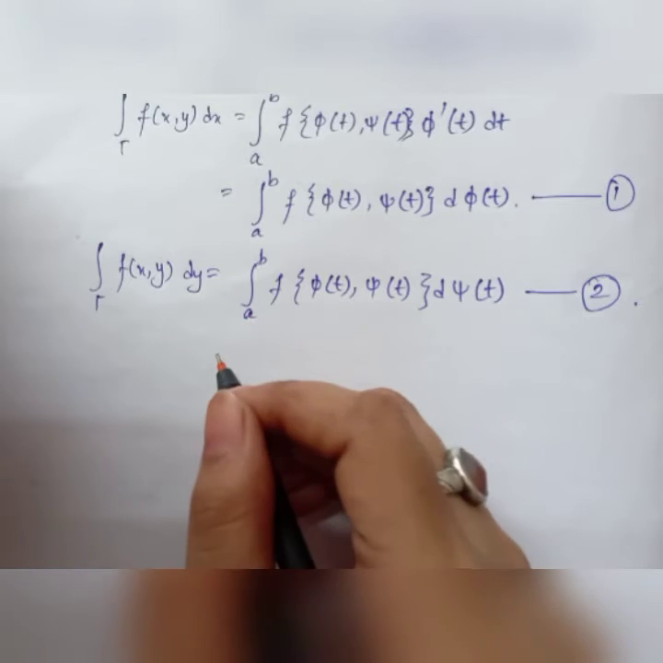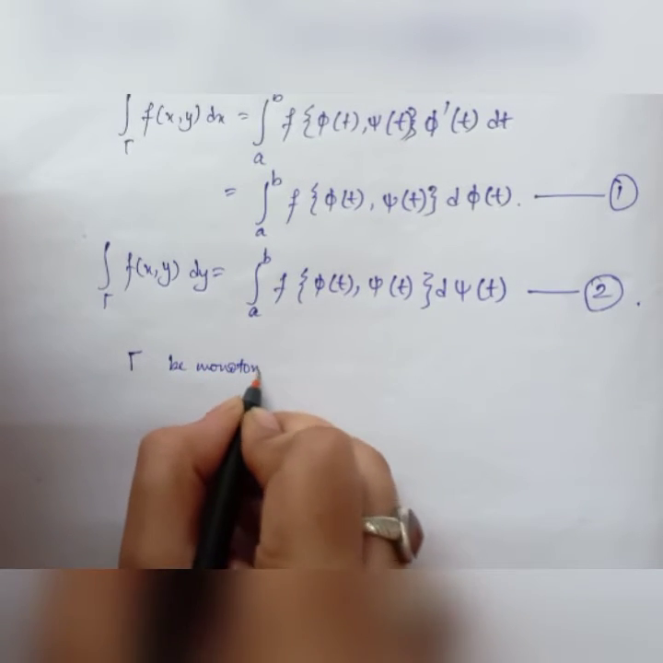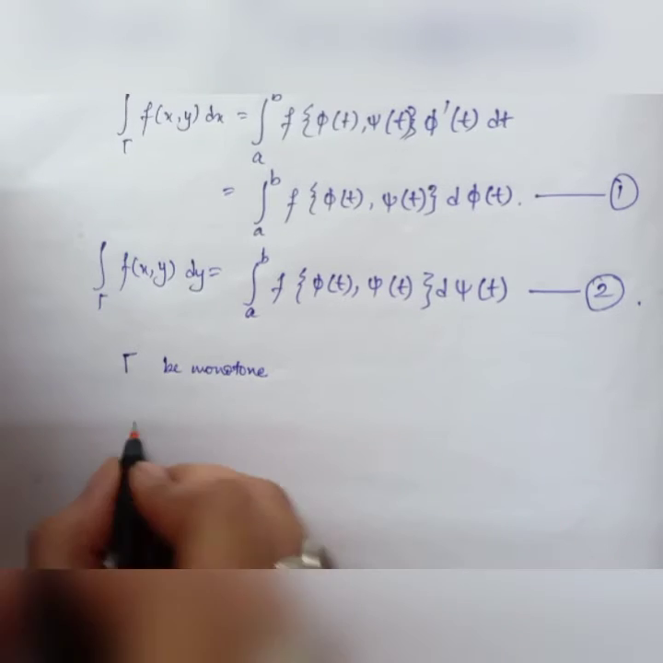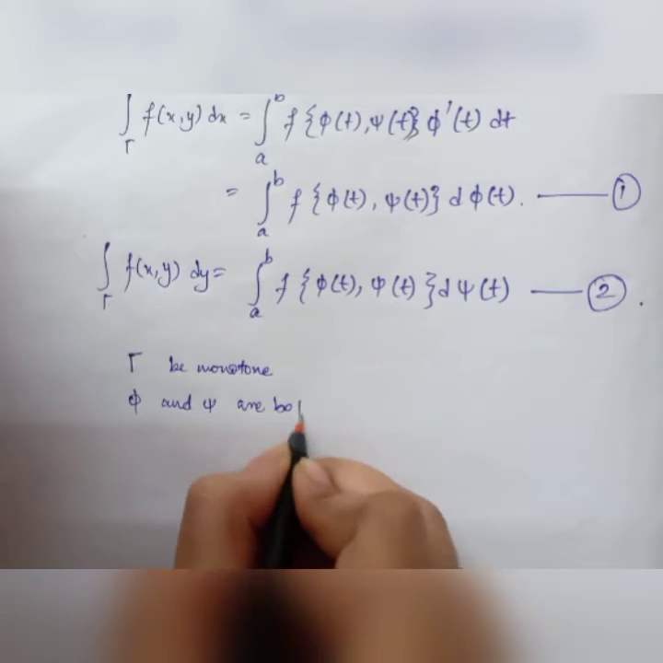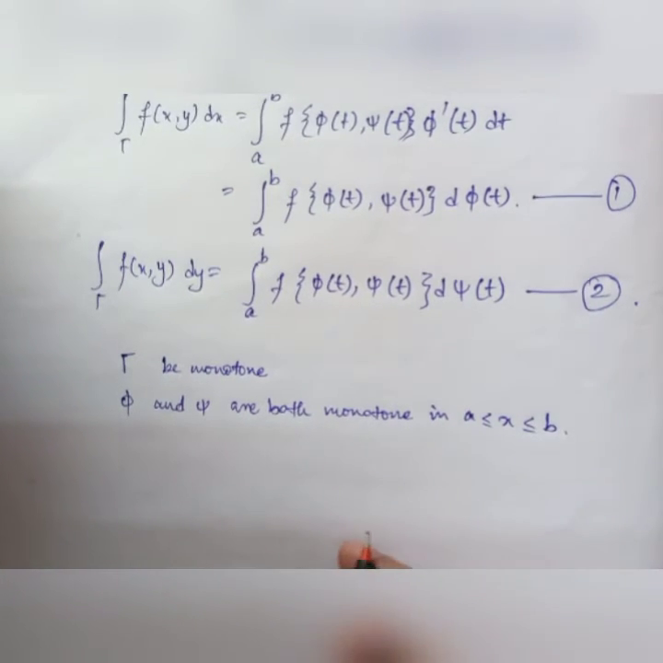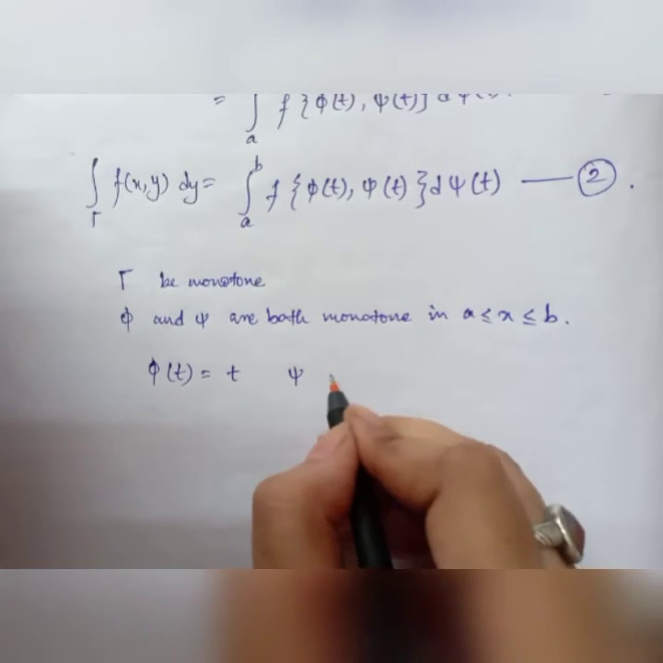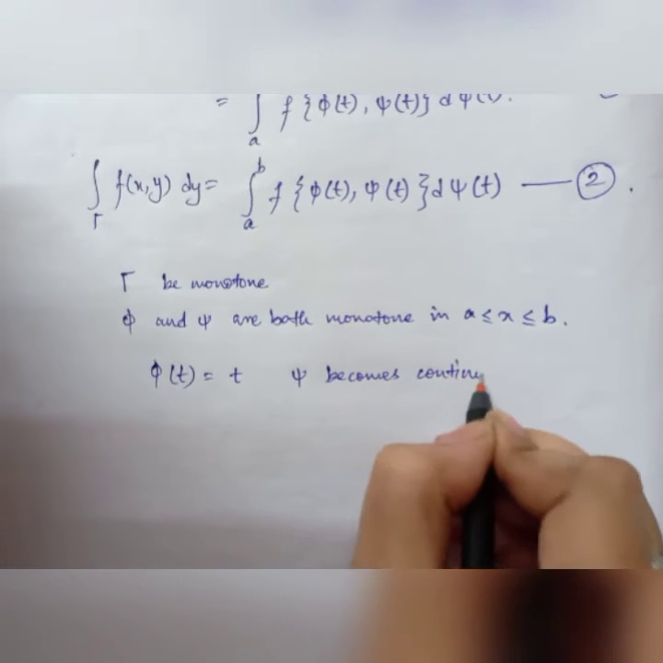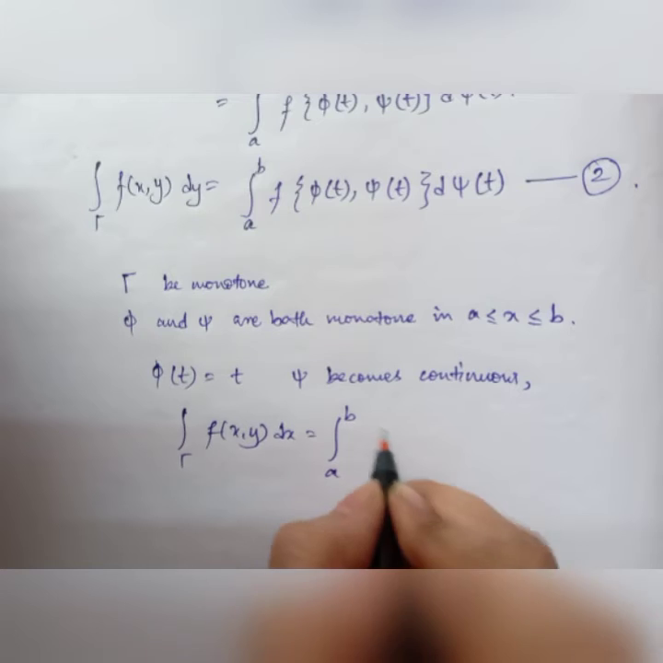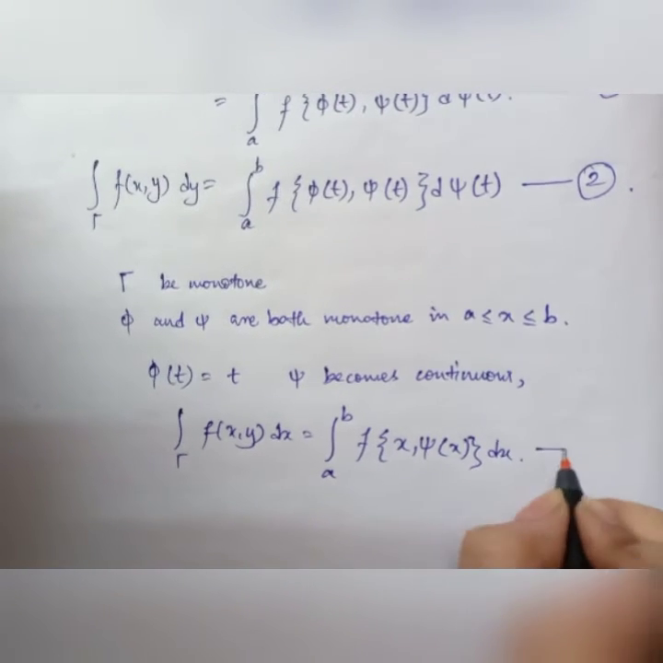Again, the first hypothesis may be altered like this, that if the curve gamma be monotone in the sense that phi and psi are both monotone in a less than or equal to x less than or equal to b, and in addition to this, if phi of t equals t and psi becomes continuous, then integration f of xy dx equals integration a to b f of x psi of x dx. So we get this result. We mark this as 3.